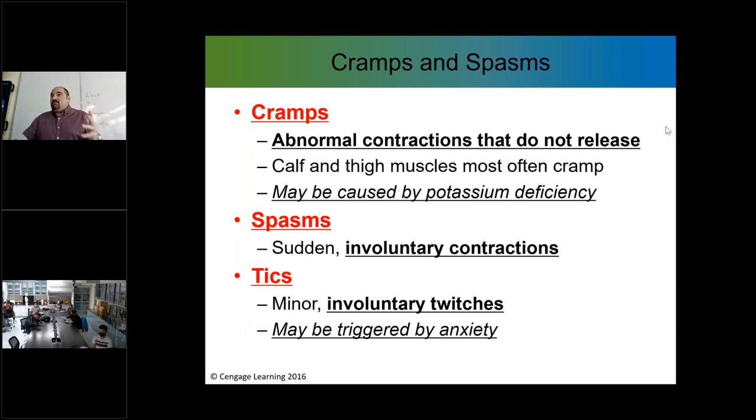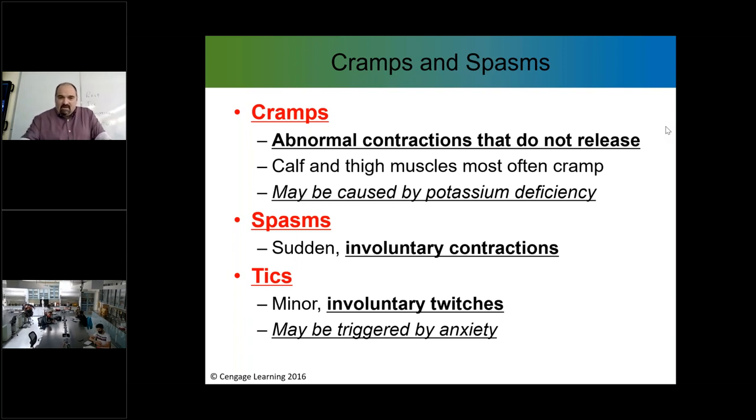A tic is something that a person cannot control. Have you ever seen someone have what we call a nervous tic, right? These are actions where they're doing some type of action, but they're not trying to consciously do that. It's something going on within their neurological system, and there are different disorders that can contribute and have presentations of these tics.